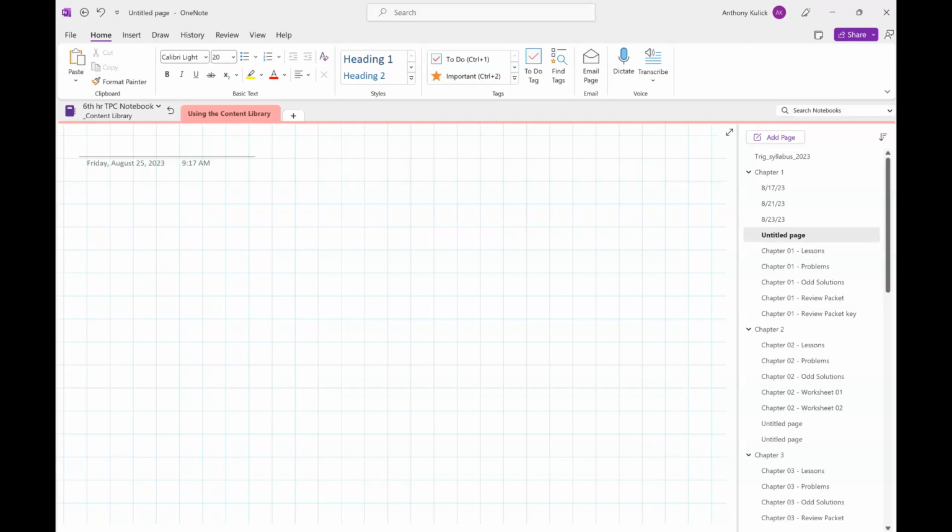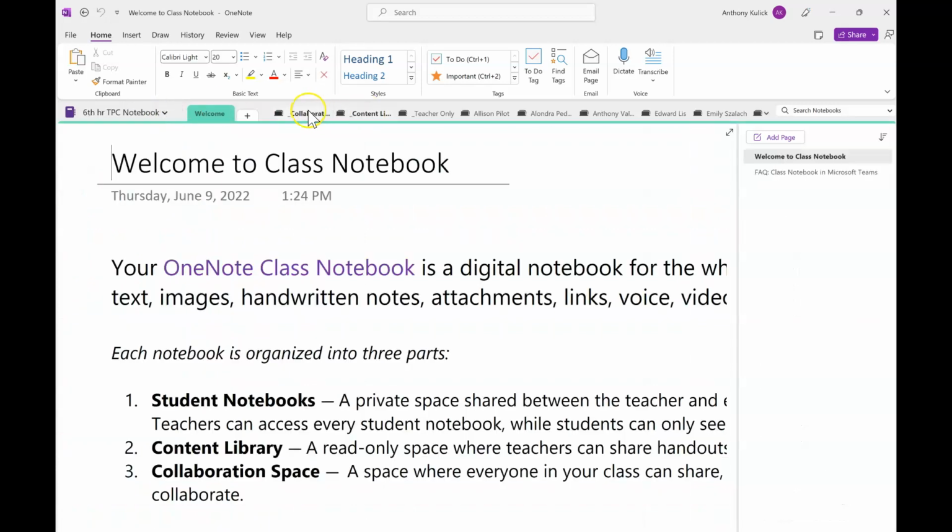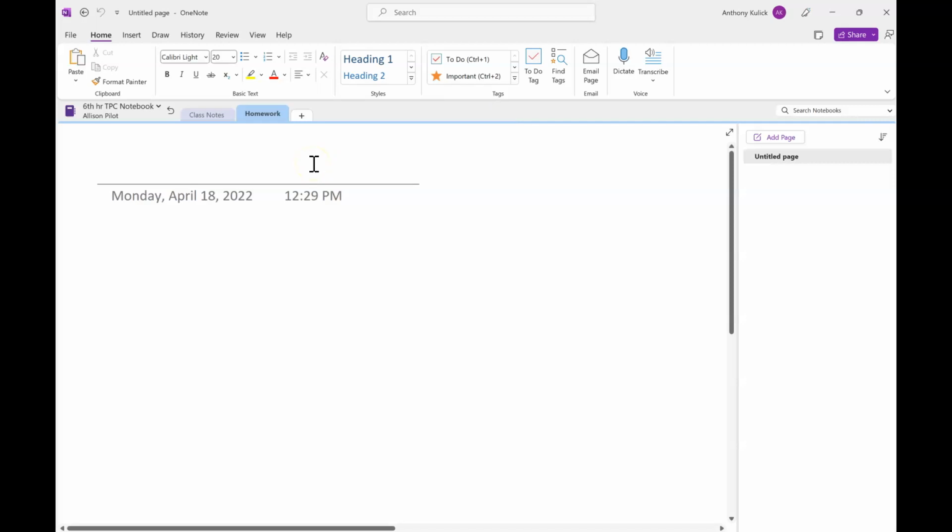So everything that gets turned in, assignment-wise, goes into your OneNote. If you look in your OneNote, you'll have stuff at the top and then your name. So Allison, I'm going to use yours for an exemplar. Is that okay? Okay.